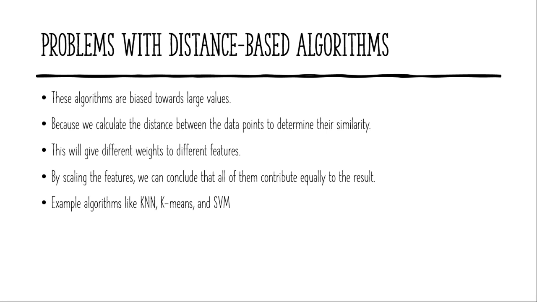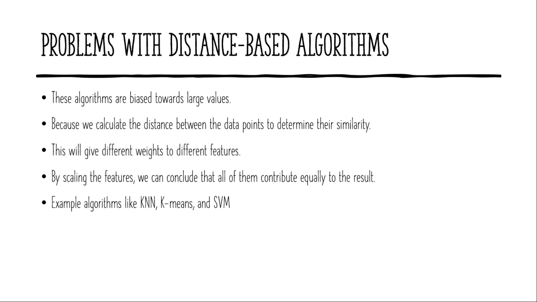Let's look at another issue, which is with distance-based algorithms. There are different algorithms where we calculate the distance between the data points. We use equations like Euclidean distance or Manhattan distance, where we calculate the distance between two points. Let's consider the same example where age ranges from 0 to 100 or 110.